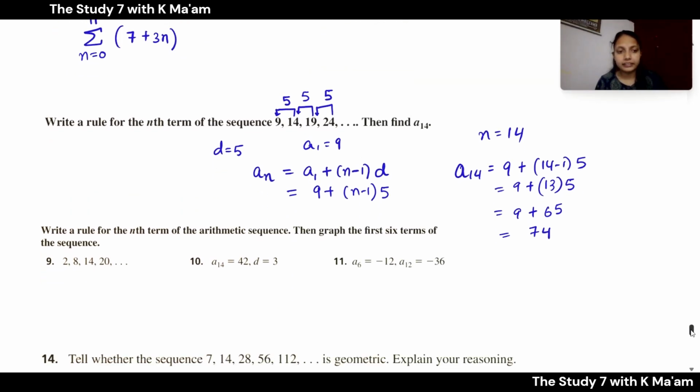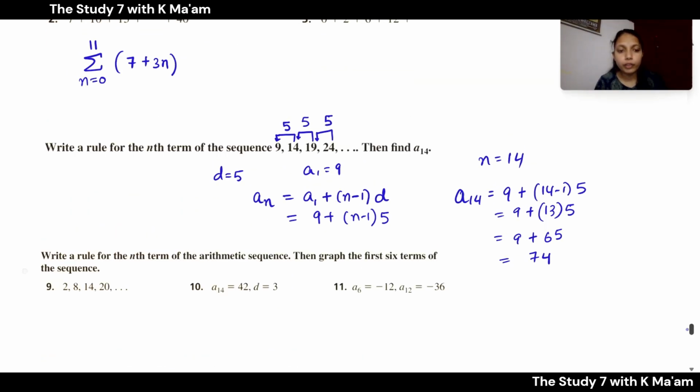Okay, next. Write a rule for the nth term of the arithmetic sequence, then graph the first 6 terms. In the previous question, sequence terms were provided. We can easily find the first term and then write it. But here, in question number 10 and 11, the first term is not provided. They provide you the 14th term, and here they provide you two other terms.